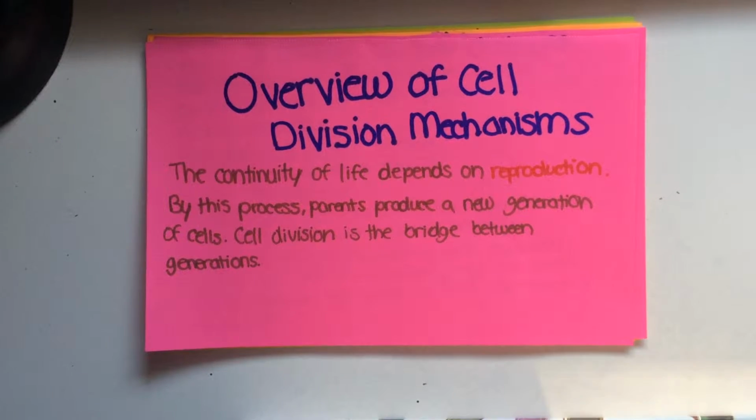Hi guys, so today I'm going to be teaching you a quick little overview of cell division mechanisms. Now, the continuity of life depends on reproduction. By this process, parents produce a new generation of cells or multicelled individuals like themselves. Cell division is the bridge between generations.